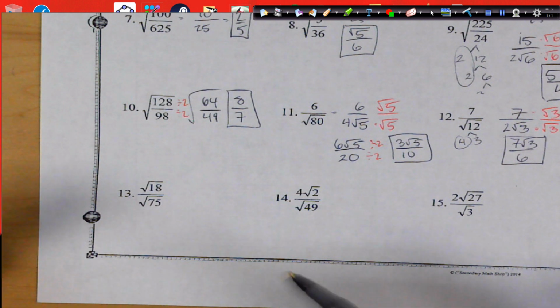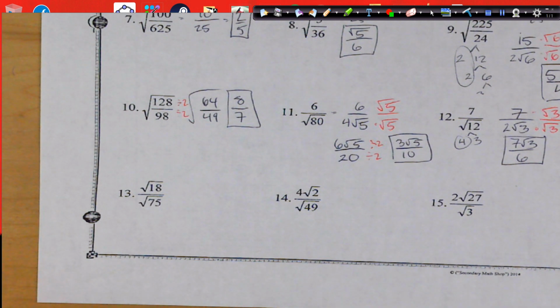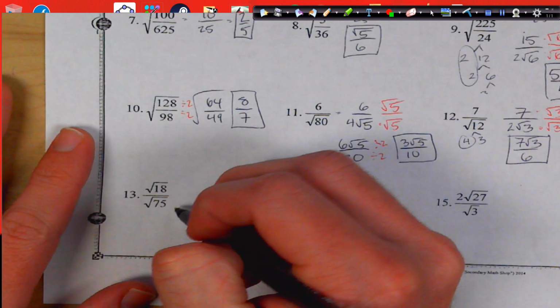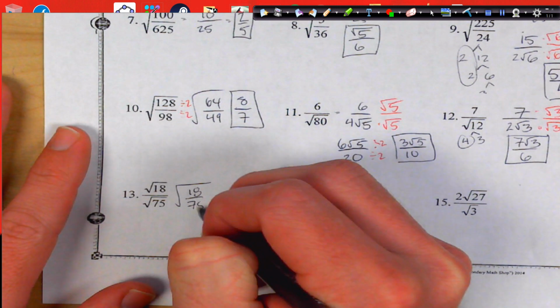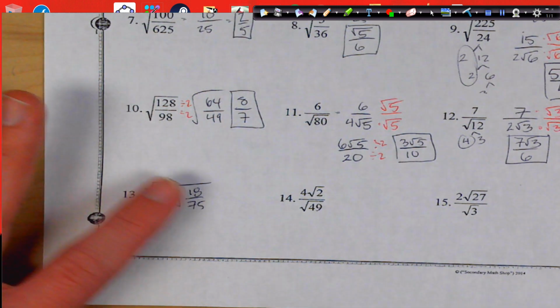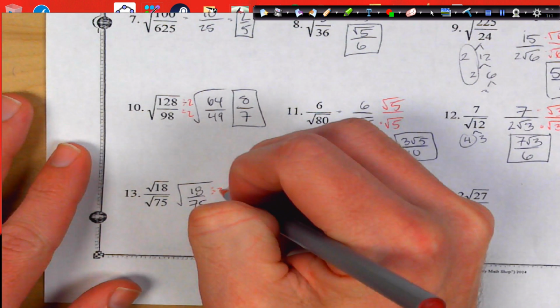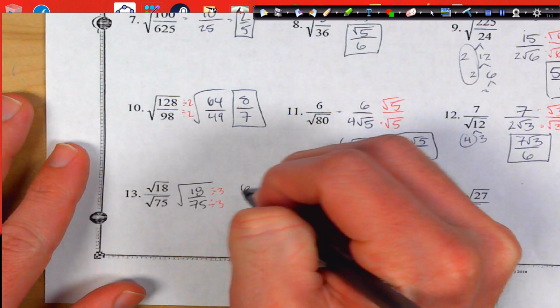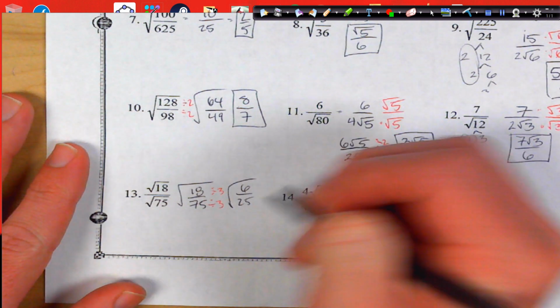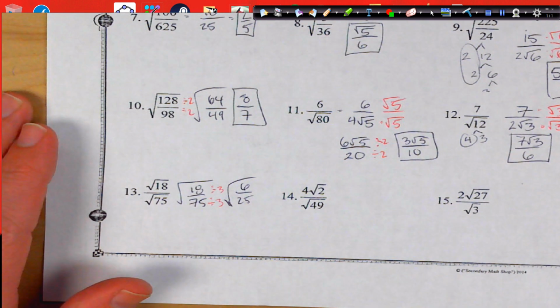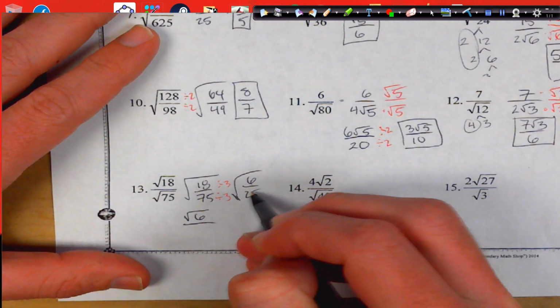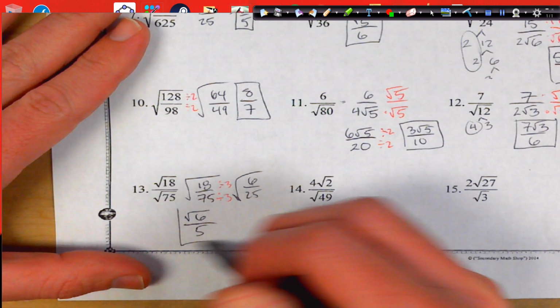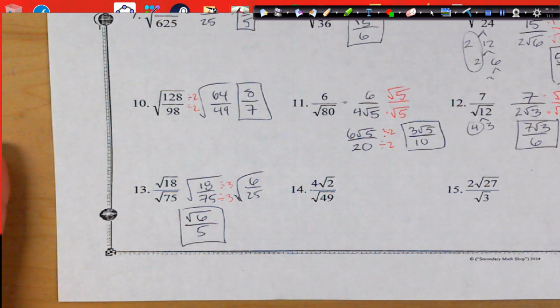Alright, now 18 is not a perfect square, 75 is not a perfect square, but let's see if we can reduce these at all to numbers that might work better. I could rewrite this as the square root of 18 over 75. Looking at it, I'm thinking 3 will go into each one of these. So I'm going to divide top and bottom by 3. It's going to give me 6 on top and 25 on bottom, but we're still being square rooted. The square root of 6 does not break down, so I just leave square root of 6, but 25 does break down into 5. And we should be good right there.